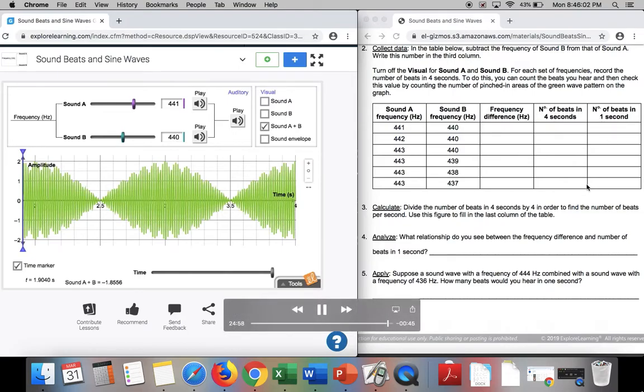So if I've got one sound with a 444 hertz frequency, and I've got another sound with 436 hertz frequency, I would take those two and subtract them. That gives me my difference, and then use that information to help you figure out how many beats per second you would hear when these two sounds are combined.